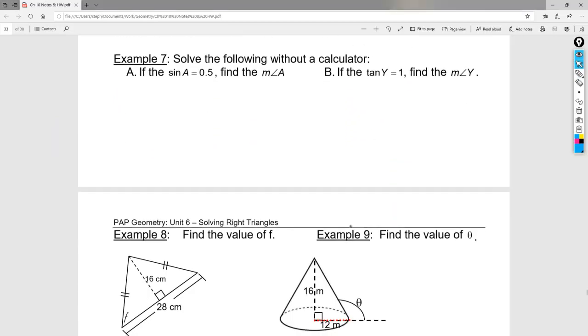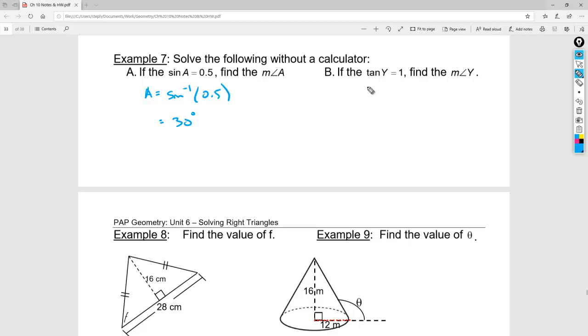Okay, now they want us to solve these without a calculator. So what we're given is, if sine of A is 0.5, find the measure of angle A. Okay, so that means that A is going to be the inverse sine of 0.5. So looking back at our notes, what I'm asking is, for what angle, where I'm using sine, do I get an output of 0.5? Okay. And so if I look back at my notes for my perfect trig values, that would be for 30 degrees.